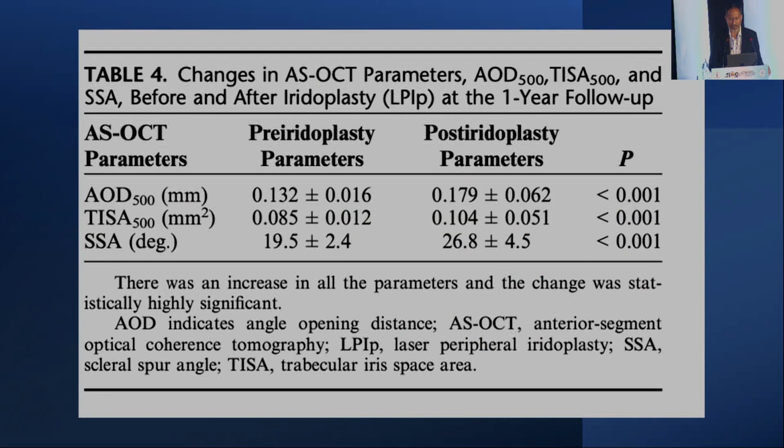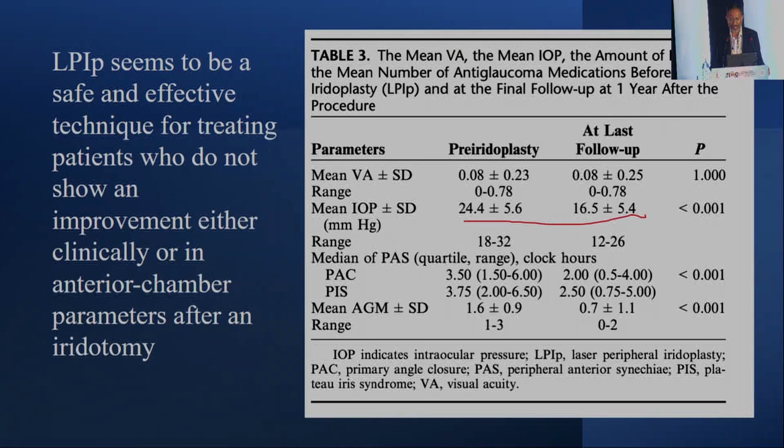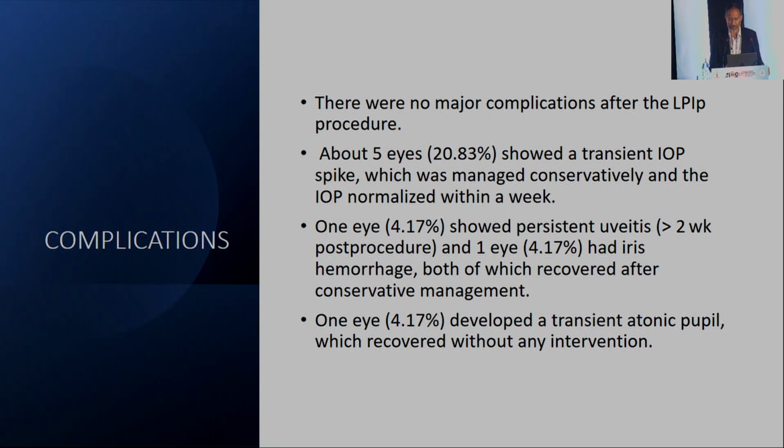We found that AOD and TISA slightly increased post-iridoplasty compared to pre-iridoplasty. This indicates the angles are getting open. Also, if you look at the IOP pre and post iridoplasty, it was 24 mmHg pre-iridoplasty and 16.5 mmHg post-iridoplasty. So iridoplasty seems to be a safe and effective technique for treating patients who do not show improvement, either clinically or in anterior segment parameters, after iridotomy. There were no major complications in the study.